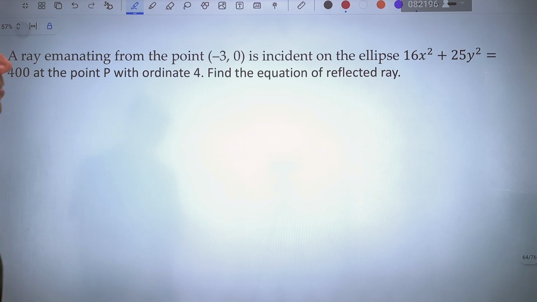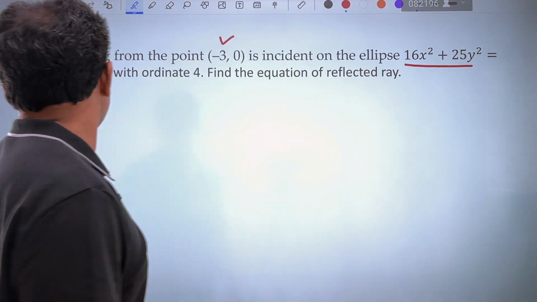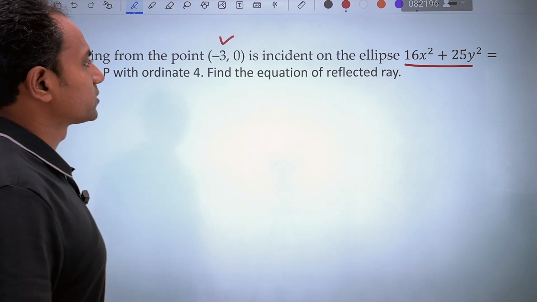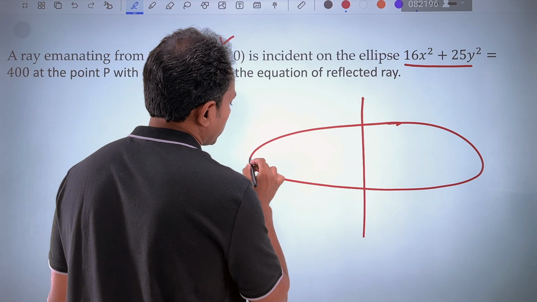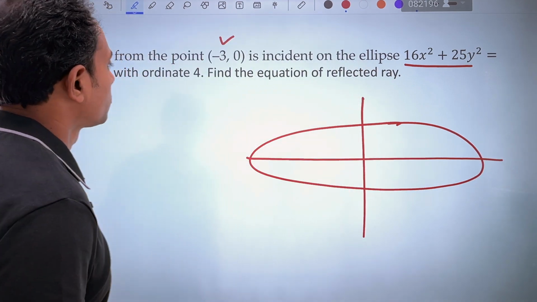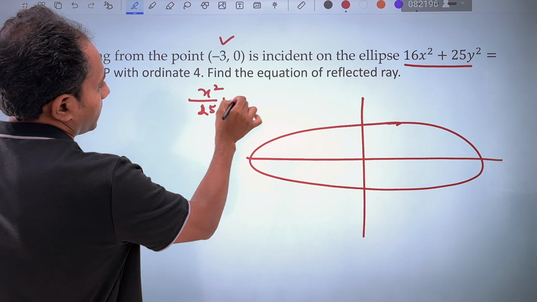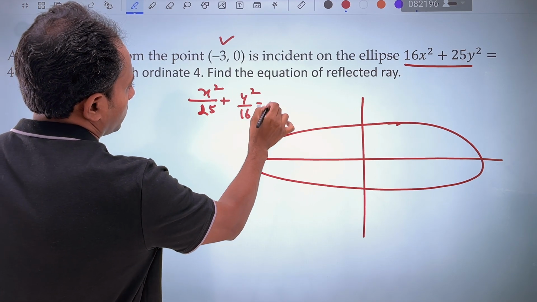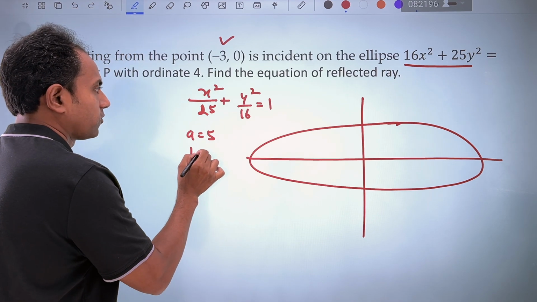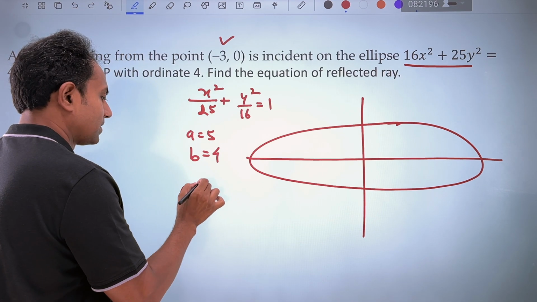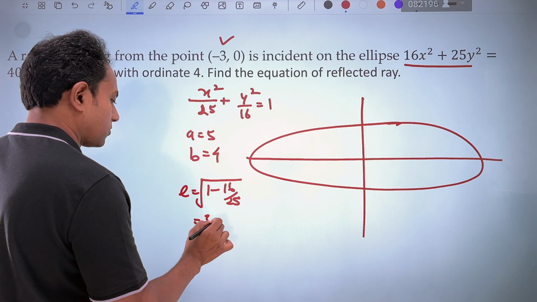A ray of light emanating from the point (minus 3, 0) is incident on this ellipse at the point P whose ordinate is 4. Find the equation of the reflected ray. So let us draw the diagram first. The first thing you should notice is the equation is given as x square by 25 plus y square by 16 equal to 1. The orientation would be like this. The value of a is 5, the value of b is 4. Eccentricity will become root of 1 minus 16 by 25, so this comes out to be 3 by 5.